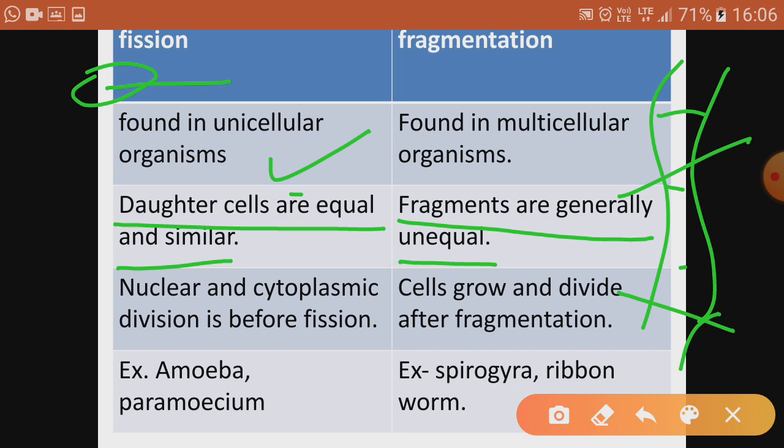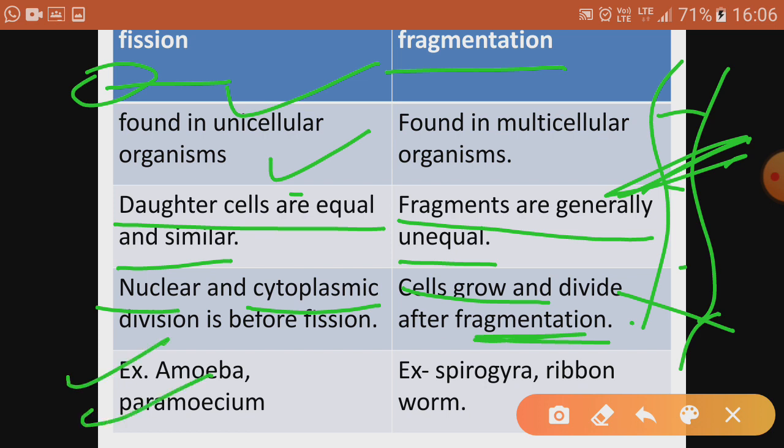Then in case of fission, nuclear and cytoplasmic division happens before fission. But in case of fragmentation, the cell grows and divides after fragmentation. The first step is breaking and then there is further division. But in case of fission, there is nuclear division followed by cytoplasmic division and then there is further growth and development of the individual. It is found in amoeba and paramecium, but fragmentation is found in Spirogyra.